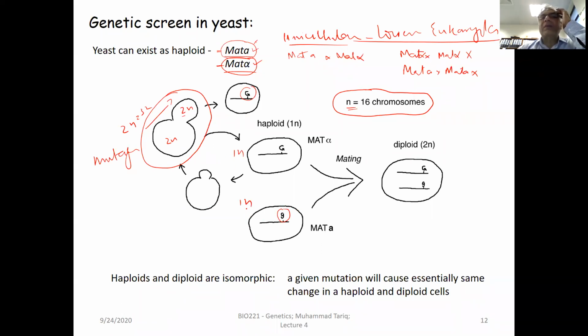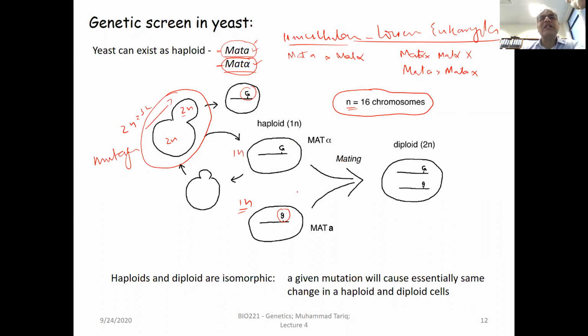The other, after meiosis, the other haploid will be G. They will always be met A and met alpha. Okay, 2 met A's and 2 met alphas after meiosis. 4 gametes, not gametes. Gametes are basically produced in sexually reproducing organisms.